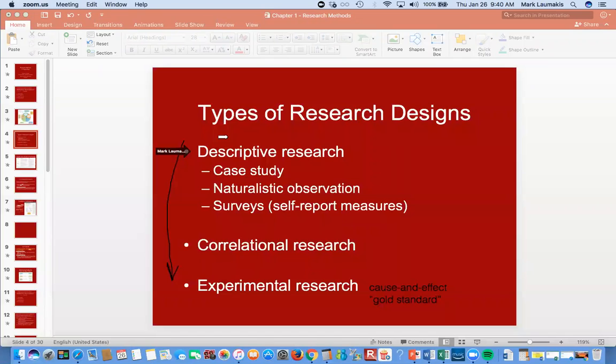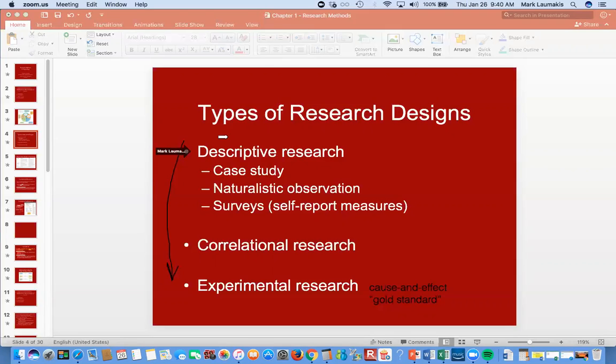And probably the best way to make sure you have your head around these three types of research designs is for you to generate your own examples, right? Just think up some scenario and describe how you would approach it in a descriptive research way, or in a correlational research way, or maybe even in an experimental design.